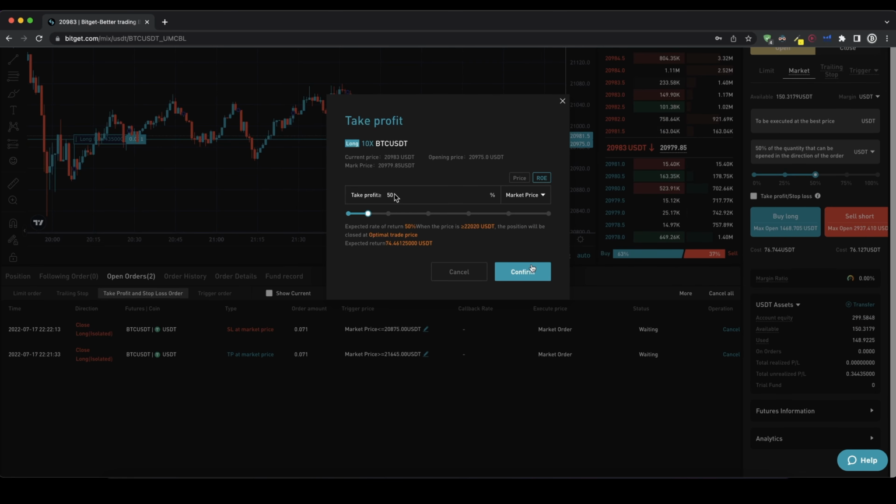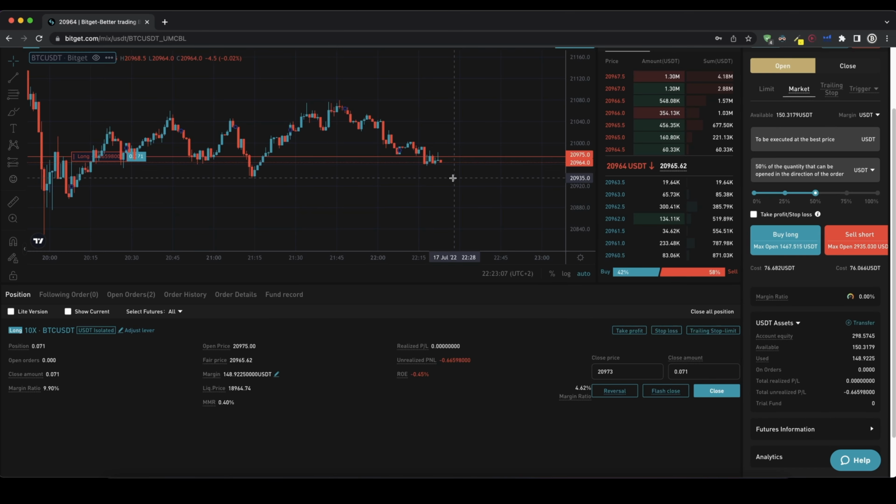For example, in here, you can change it to 50% and you will immediately see, okay, this will change the price right here. And this will be my expected profit then if you play a little bit around with it. So I really like this feature. That's a major reason why I prefer to trade on Bitget. That's pretty much all there's to say about the platform.